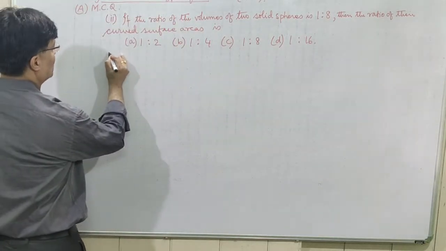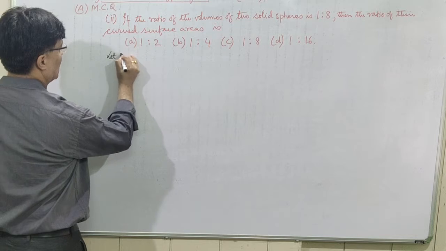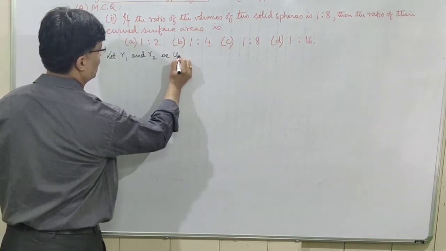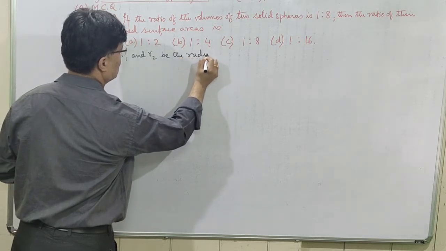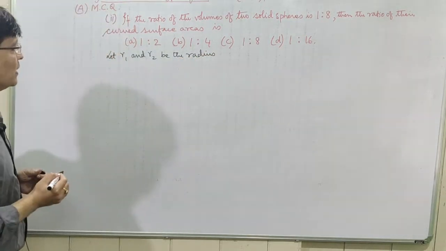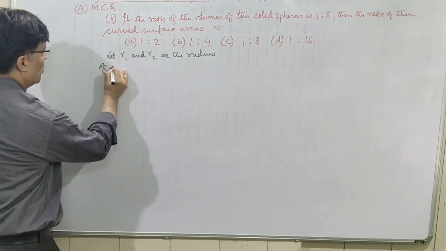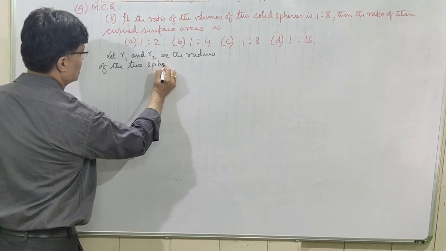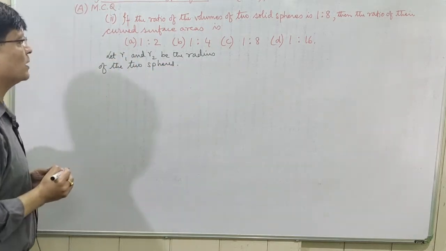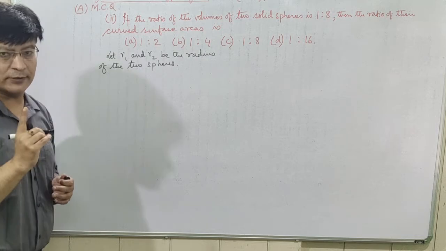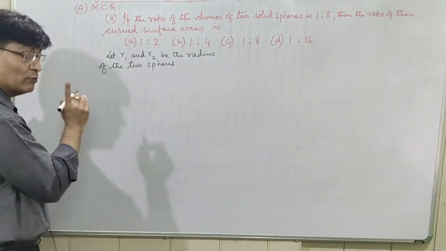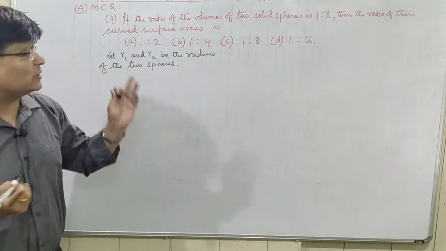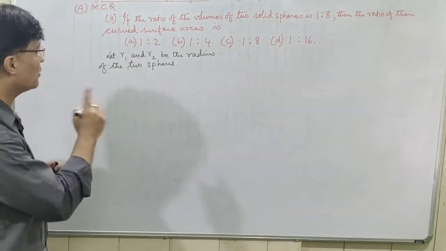Okay, so now the solution is, let R1 and R2 be the radii of the two spheres. Okay, so let us find out their volumes first, because the ratio of the volumes of the two solid spheres is given, that is 1:8. So let us find out their volume.